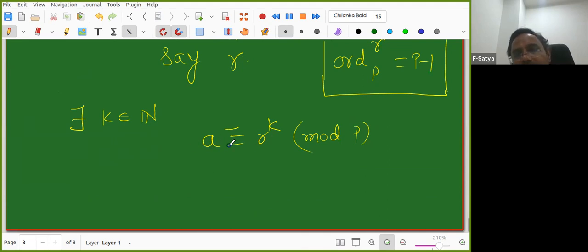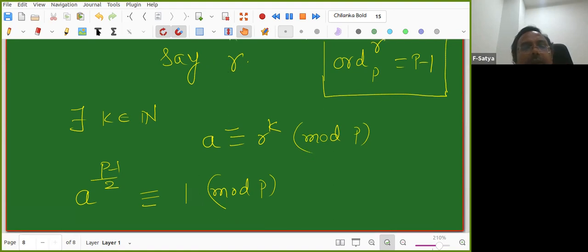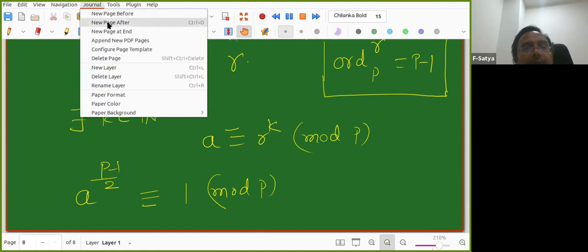So this is very useful. Every element is actually r power some k. So a equals r power k. Now what is given to us? a power (p minus 1) by 2 is congruent to 1 modulo p is given. What is our goal? We need to show a is a quadratic residue. That means we need to prove x squared equal to a mod p has a solution. So we need to bring that solution. Okay, let us work it out now.